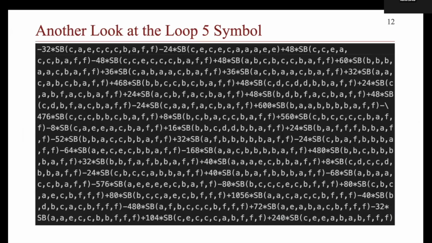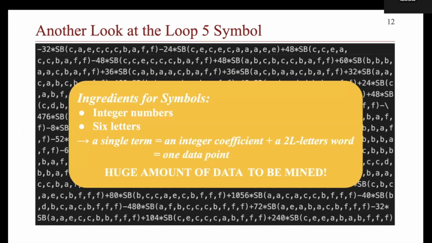Okay, good. Another look at this loop 5 symbol. We know the ingredients of the symbol: we have integer numbers, we have 6 letters, and each single term is an integer coefficient times a word of 2L letters. And if we think of each single term as one data point, you can see we have a huge amount of data to be mined.